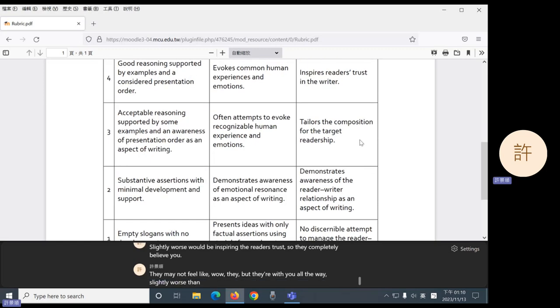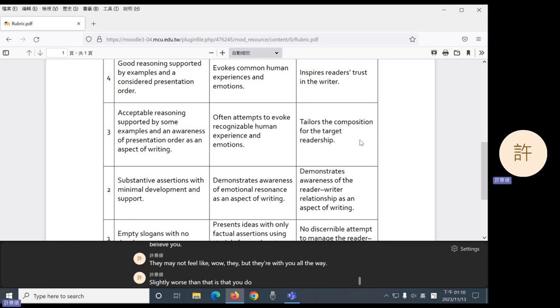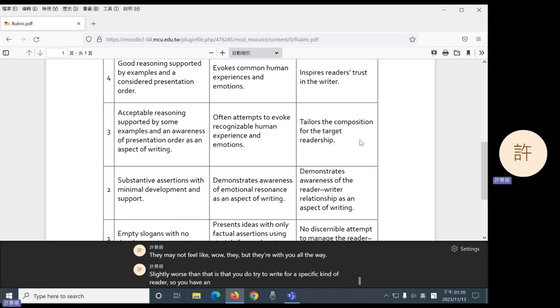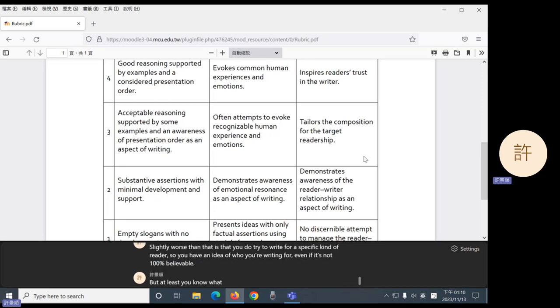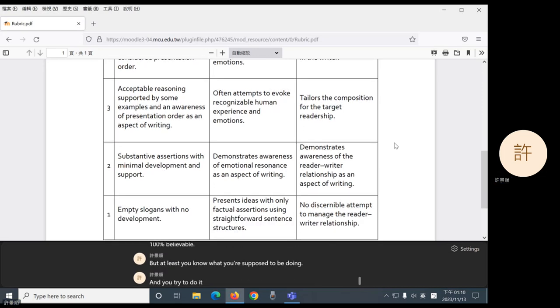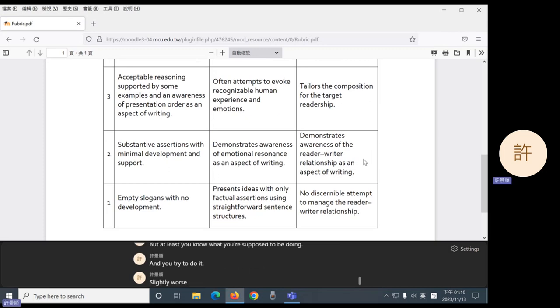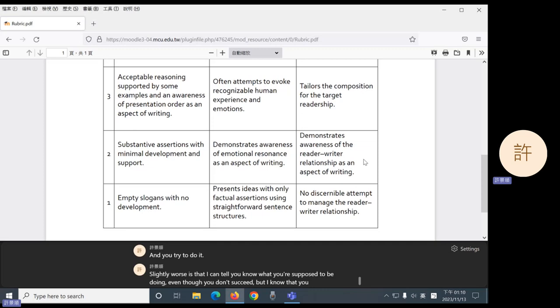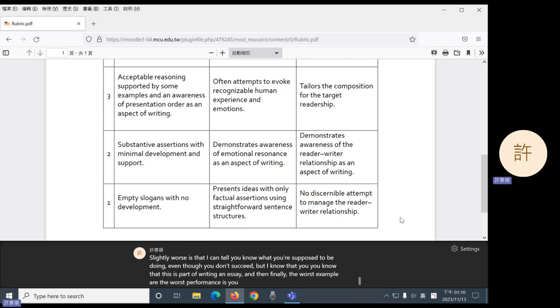Slightly worse than that is that you do try to write for a specific kind of reader. So you have an idea of who you're writing for. Even if it's not 100% believable, but at least you know what you're supposed to be doing and you try to do it. Slightly worse is that I can tell you know what you're supposed to be doing, even though you don't succeed. But I know that you know that this is part of writing an essay. And then finally, the worst performance is you don't care about the reader.